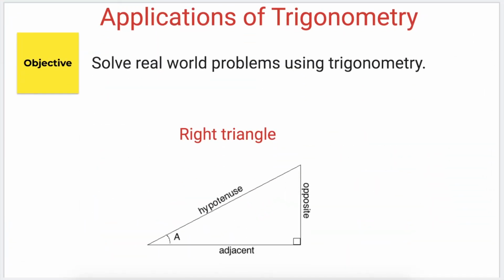As mentioned earlier, this video is going to be about applications of trigonometry. We're going to solve real-world problems using trigonometry. All of these problems are going to have the shape of a right triangle: a hypotenuse, an adjacent side, an opposite side, and a 90-degree angle.